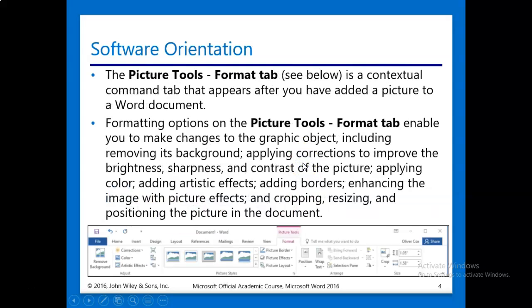for Lesson 8. The Picture Tools Format tab will appear once you've added a picture. It is called a Contextual Command tab. Formatting options on the Picture Tools Format tab enable you to make changes to the graphic object, including removing its background, applying corrections to improve the brightness, sharpness, and contrast of the picture, applying color, adding artistic effects, adding borders, enhancing the image with picture effects, cropping, resizing, and positioning the picture in your document.